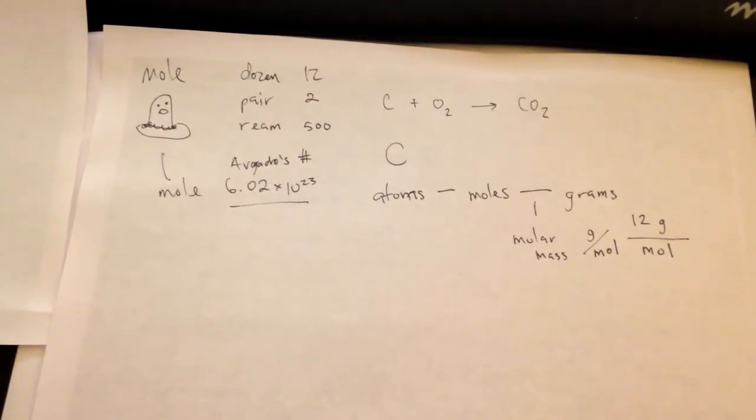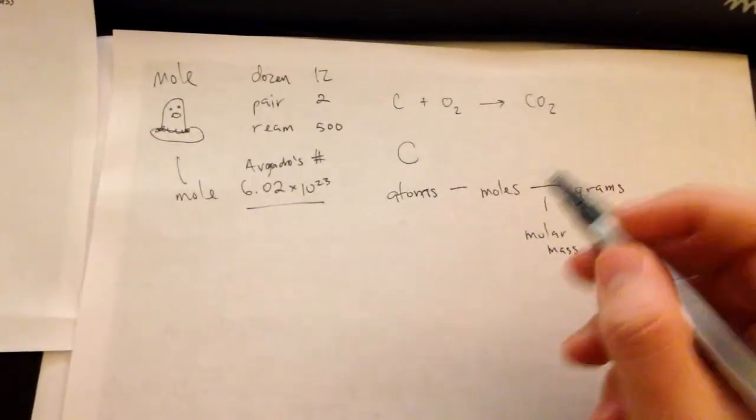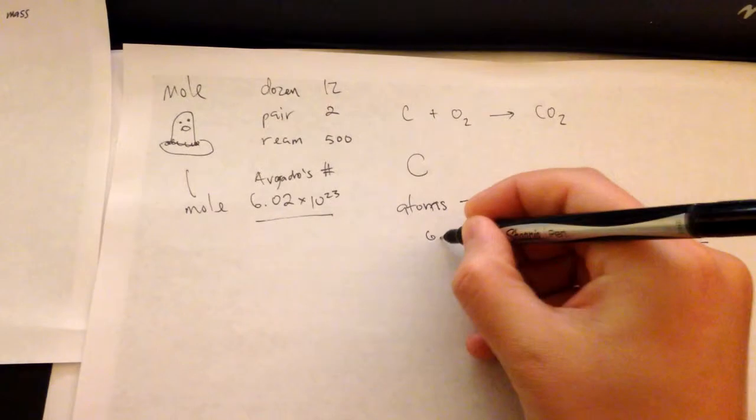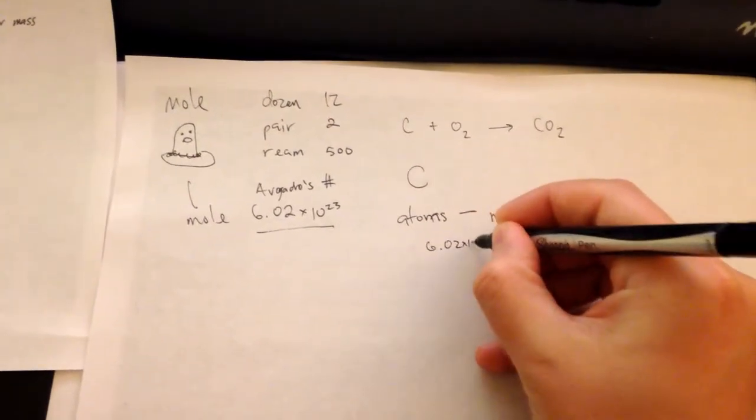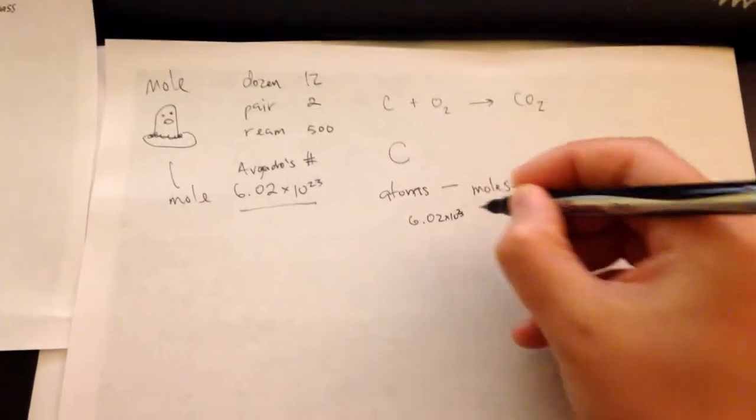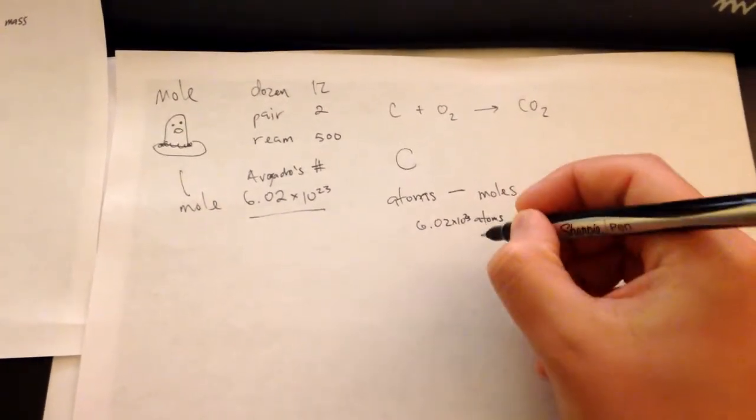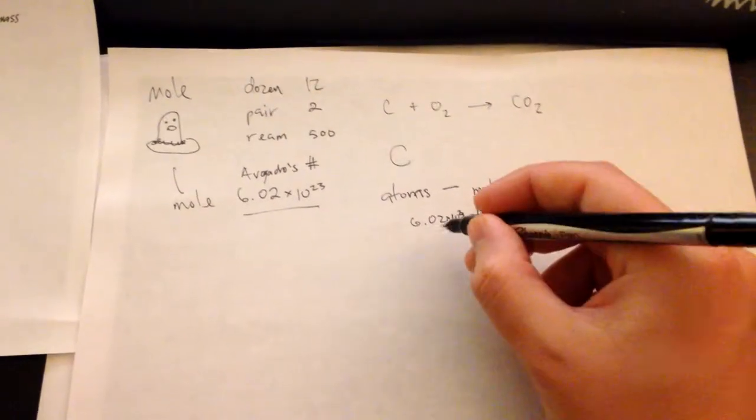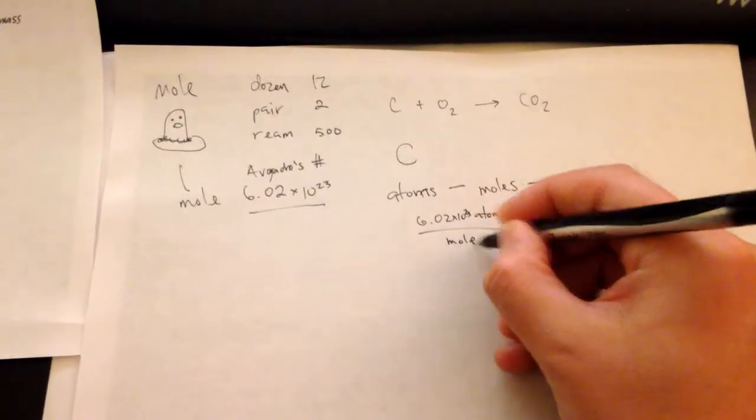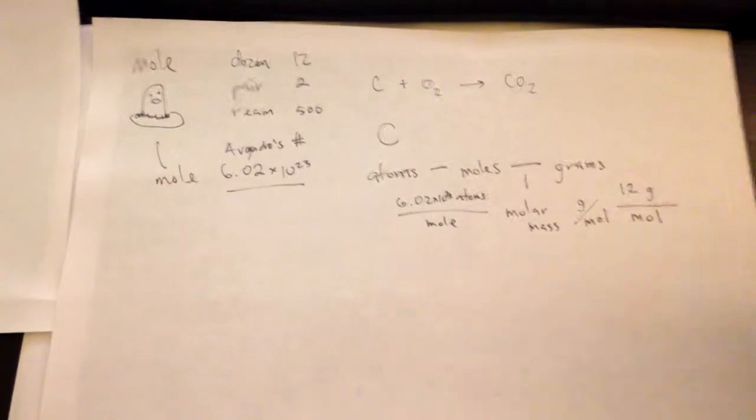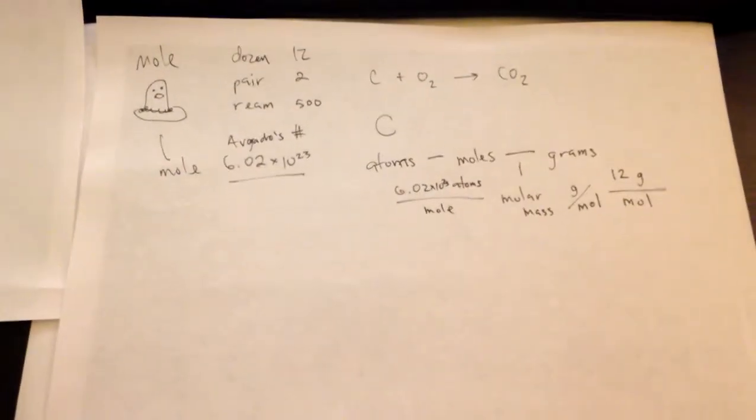And then if you want to go from moles to atoms, that's where you use this number. You just use 6.02 times 10 to the 23rd. So there's 6.02 times 10 to the 23rd atoms in one mole of something. Those are the two things you'll be using a lot for these problems.